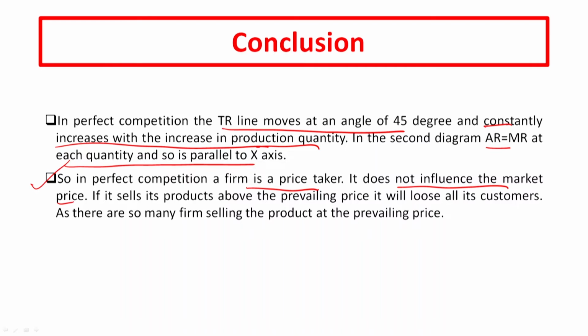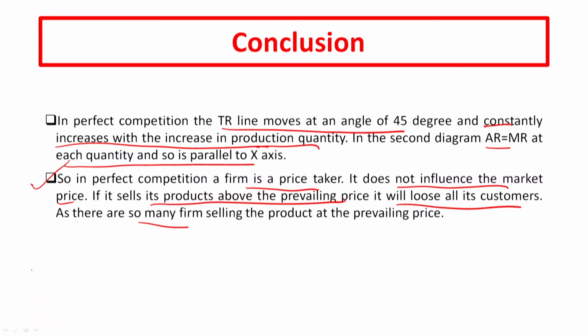If it sells its product above the prevailing price, it will lose its customer, which means in perfect competition, if the firm tries to sell the product above its price, it will lose its customers. There are so many firms selling the product at the prevailing price, which means you are forced to sell your product at the prevailing price of the market.